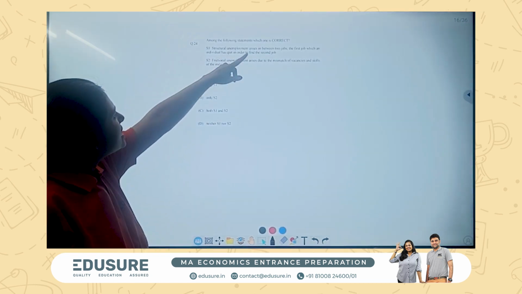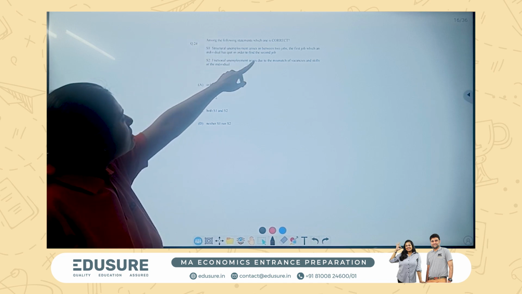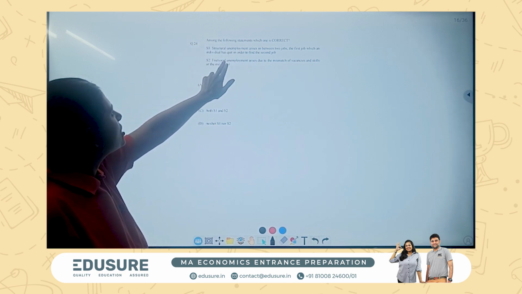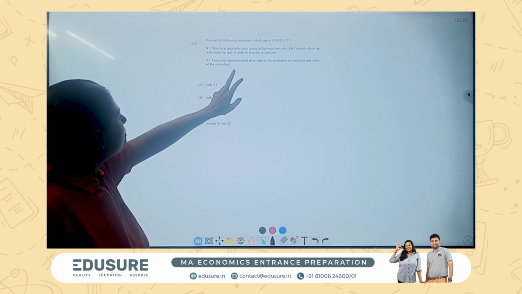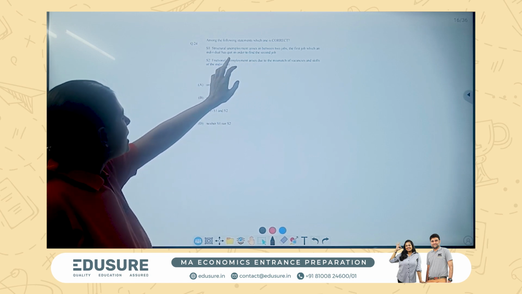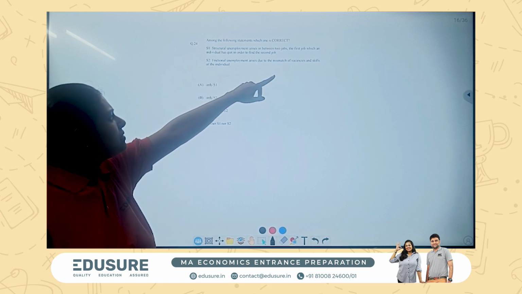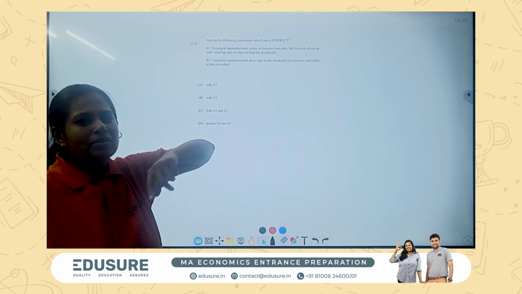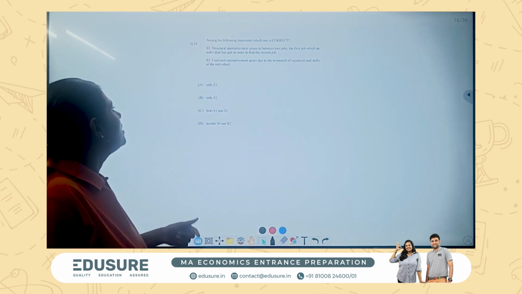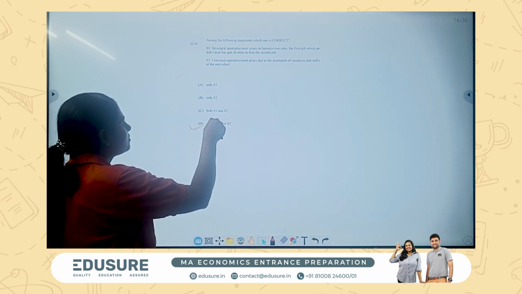Question 24. Which of the following statements are correct? Structural unemployment arises in between jobs, the first job which an individual has quit in order to find the second job. Frictional unemployment arises due to mismatch of vacancies and skills of individuals. So I think this is reversed. That is structural unemployment, mismatch of skills and vacancies. And this is frictional, when a person has quit one job but still not found another job. So it's neither S1 nor S2.